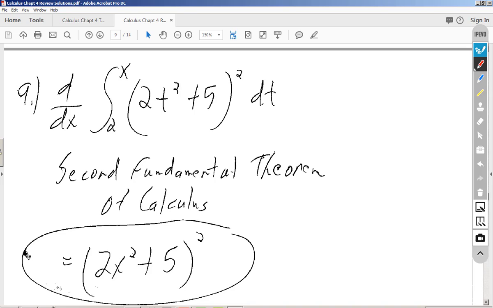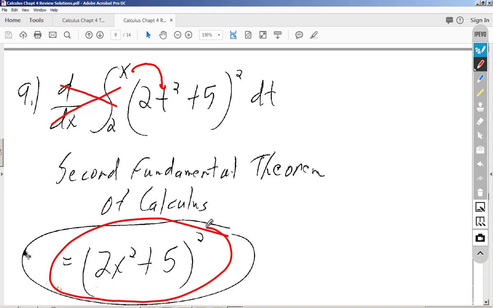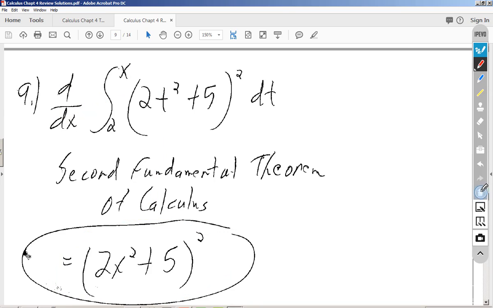On number 9, it says find d/dx of the integral from 2 to x of (2t squared plus 5) to the second power dt. So according to the second fundamental theorem of calculus, an integral and its derivative are opposites of each other, so they'll cross out. And so all I have to do is just substitute that into my equation. So my variable goes into my equation. My answer is going to be 2x squared plus 5 all to the second power. So remember, from the second fundamental theorem of calculus, your derivatives and your integrals are opposites of each other.